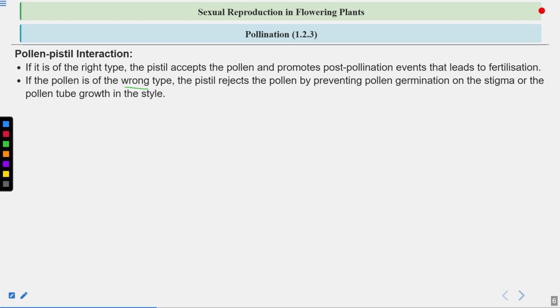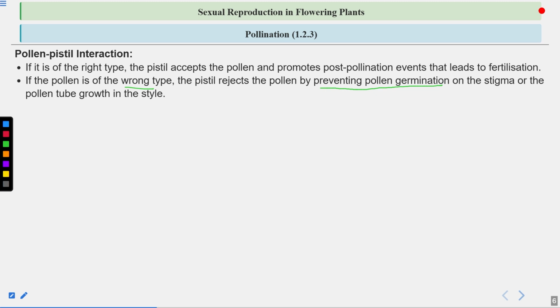If the pollen is of the wrong type, the pistil rejects the pollen by preventing the pollen from germinating. How does it reject? What is the mechanism of rejection? Actually, there are some proteins and some signals that are delivered by the pollen grain, and the pistil also releases some chemicals and hormones that judge that protein, what type of protein they are giving out. Okay, what type of protein the pollen is giving out.